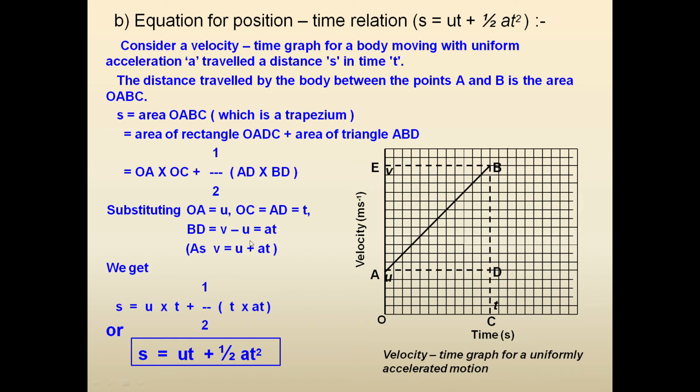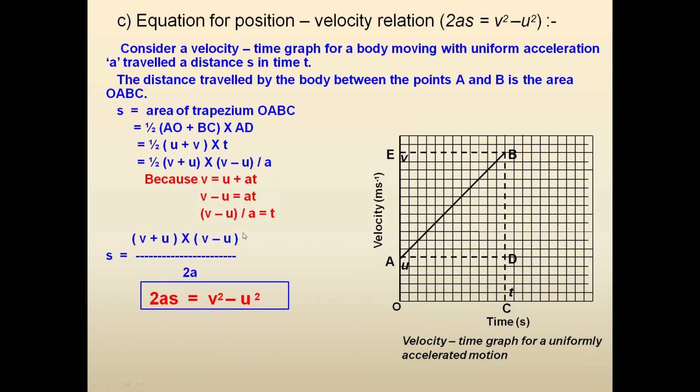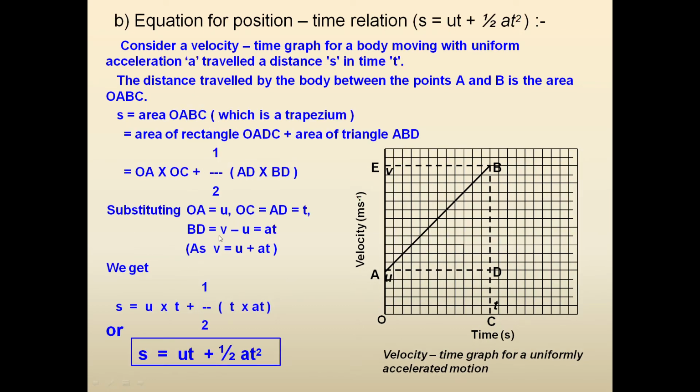We have just found in the previous equation of motion, when we were doing the derivation, that BD is equal to V minus U. Now this V minus U is equal to AT. How? From the first equation of motion we can write, V is equal to U plus AT. So from there we can write V minus U is equal to AT.